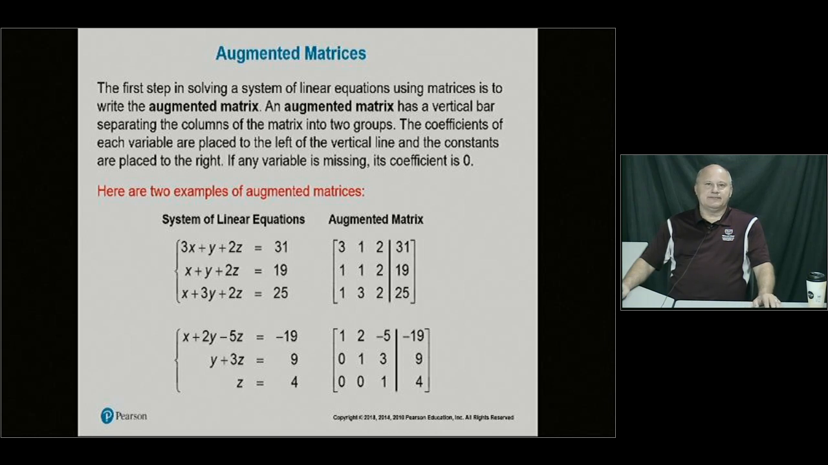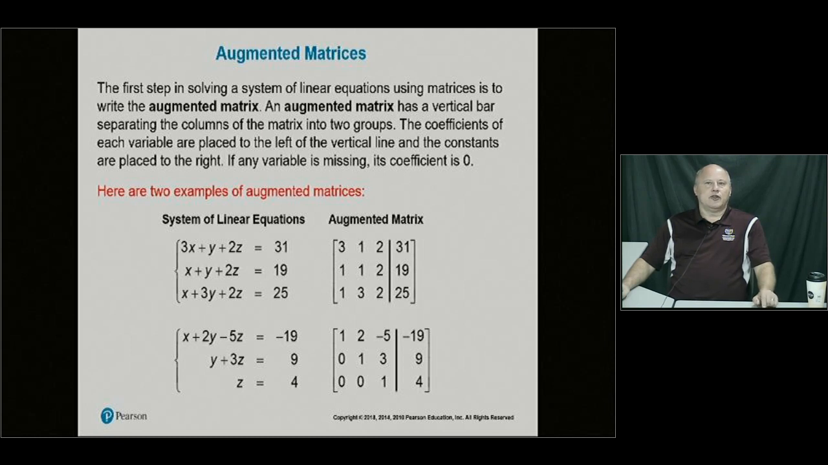So that is the augmented matrix. Now the next system, you have x plus 2y minus 5z equals negative 19. So you take the coefficients: 1, 2, and negative 5. Now notice there's an x term that's missing in the second equation. You have y plus 3z. There's no x, so the coefficient is understood to be 0. That's why on the second row of the augmented matrix, we begin with a 0.